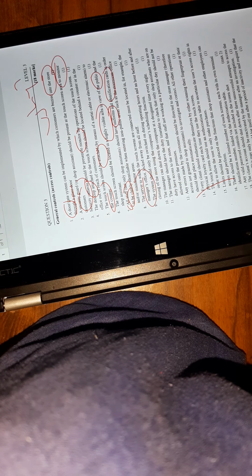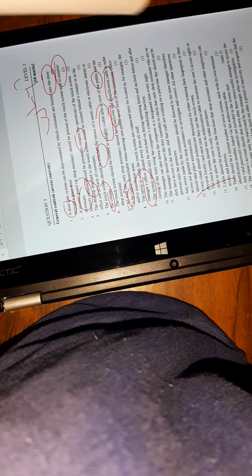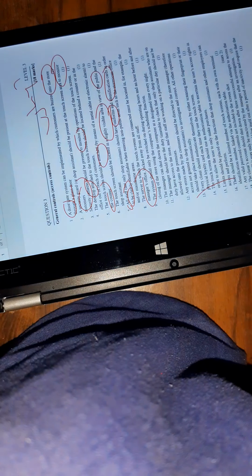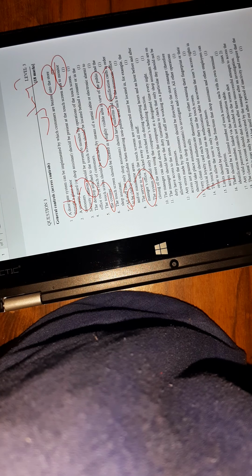The server to which the touchscreens are connected must be located, for example, in the manager's office. So we said the server, okay, but we didn't specify the area. Remember, I said to you guys, these computers must be connected to a server, and the only person that has access is the manager. And then they are just elaborating here that this server should be in the manager's office.